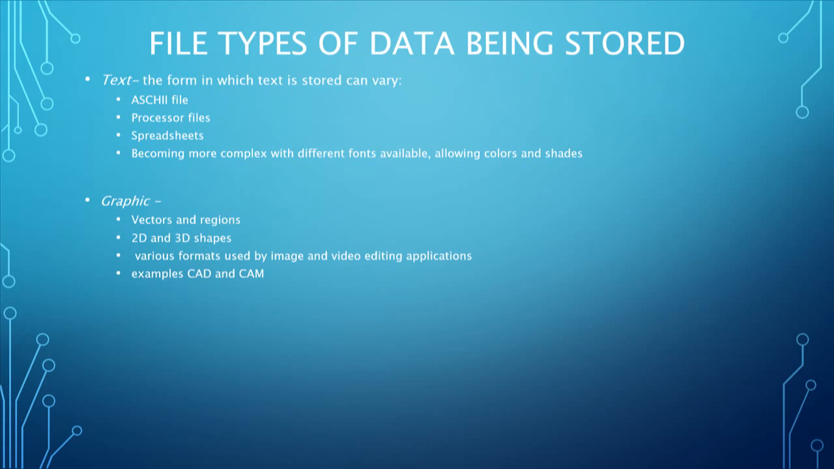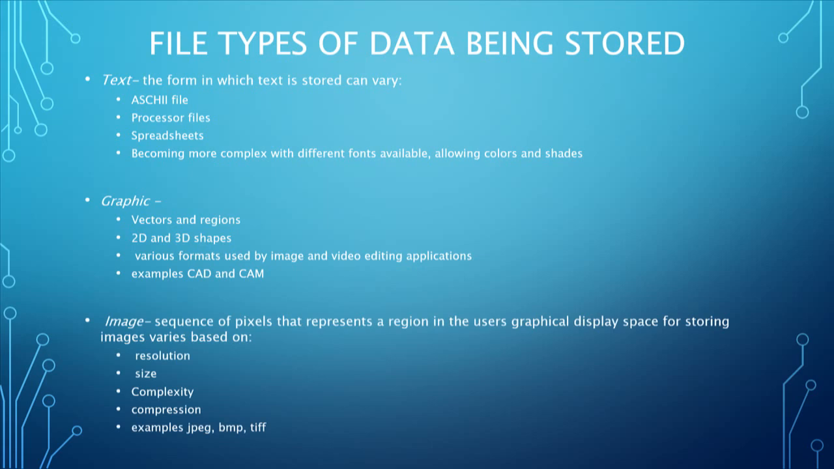Various formats are used by image and video editing applications, such as CAD and CAM. An image is a sequence of pixels that represent a region in the user's graphical display space. Storing images varies by resolution, size, complexity, and compression, such as GIF, BMP, or TIFF.